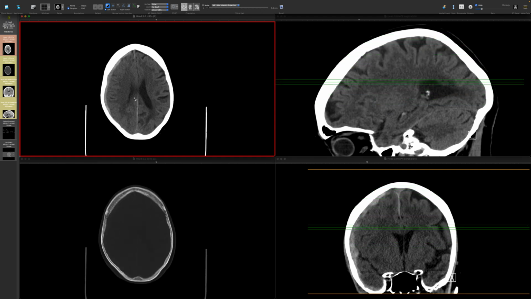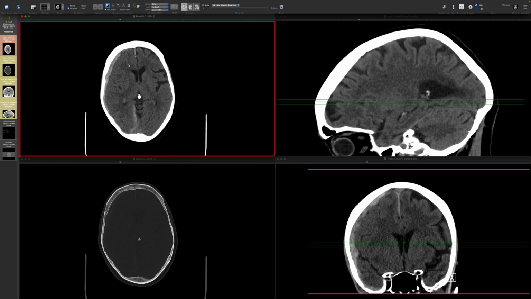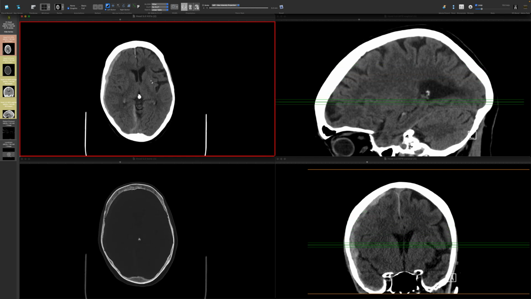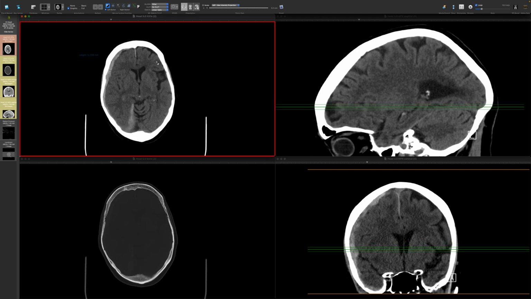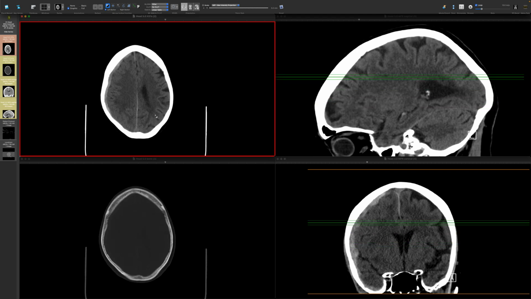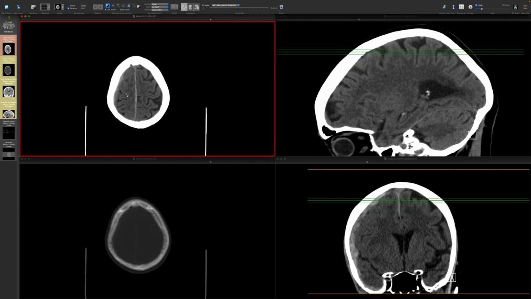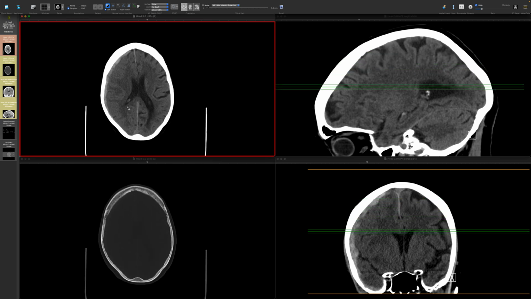Secondary findings, we do have some mass effect here. You can see that in this patient with some underlying volume loss, based on the size of the sulci here in the left cerebral hemisphere, you can actually see that there's some sulcal effacement within the right cerebral hemisphere relatively. These sulci are tighter on the right than they are on the left, related to the mass effect.